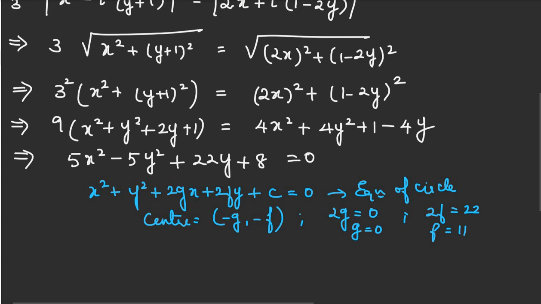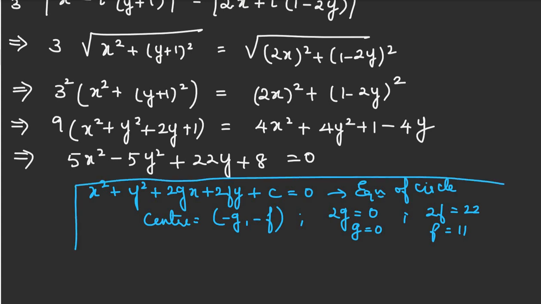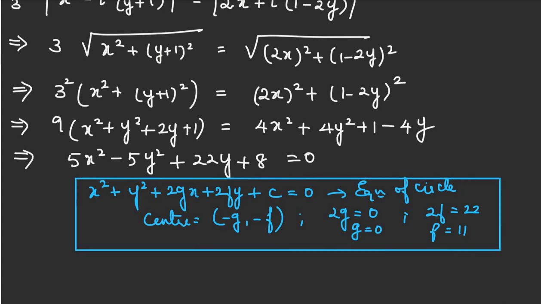Now the equation is of the form x squared plus y squared plus 2gx plus 2fy plus c is equal to 0, which is the equation of the circle where the center is minus g comma minus f. There is no x term here, so g is 0, and 2f is equal to 22, and therefore f is equal to 11. From this we get the center of the circle as 0 comma minus 11 by 5.